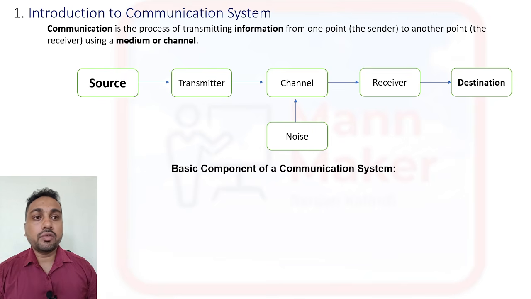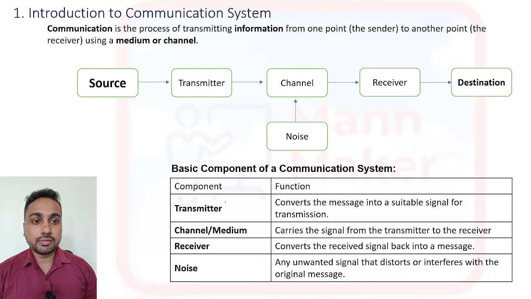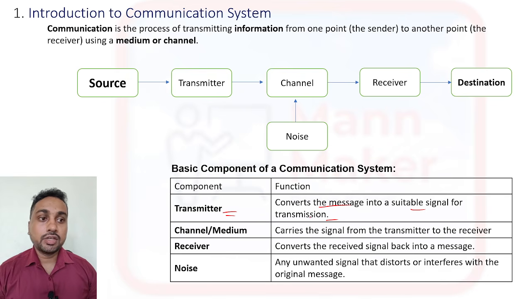Now, whatever components we have used here for communication, first let's talk about our transmitter. What is the function of a transmitter? It is used to convert the message signal into a suitable signal for transmission. Whatever information or signal you are transferring, the function of the transmitter is to convert that message signal into a suitable signal for transmission.